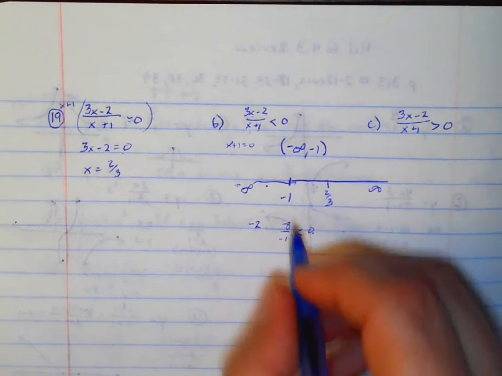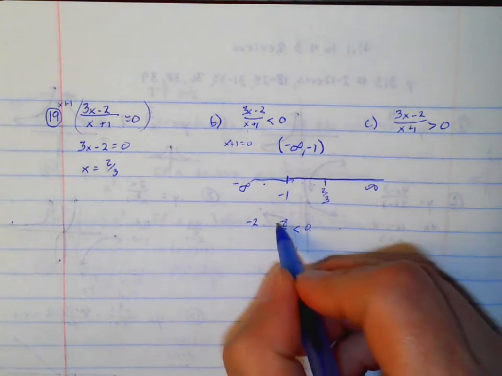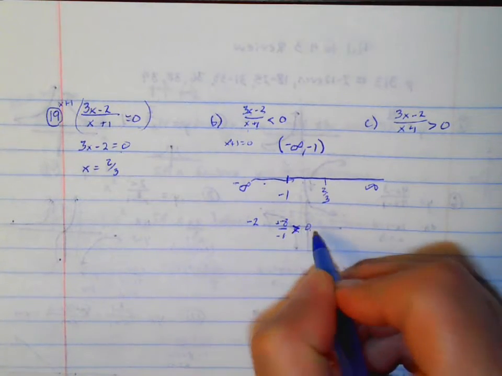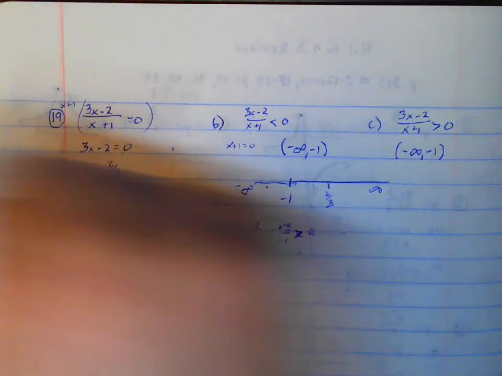I'm sorry. This would be -8 over -1, which would be +8. And 8 is greater than 0, so that goes over here. I missed a sign.